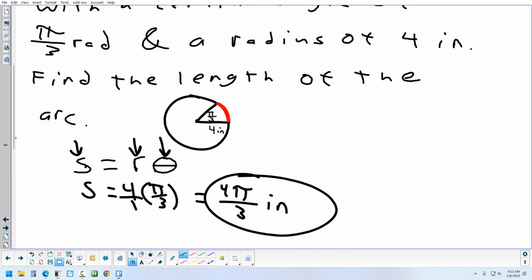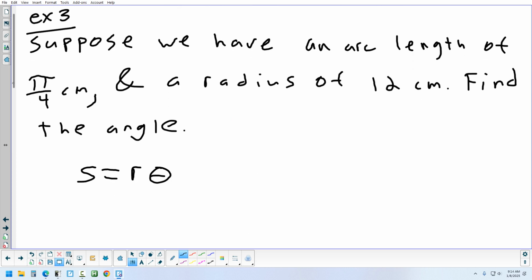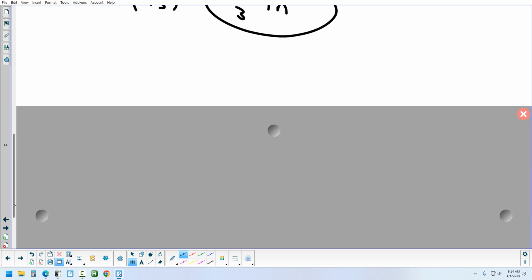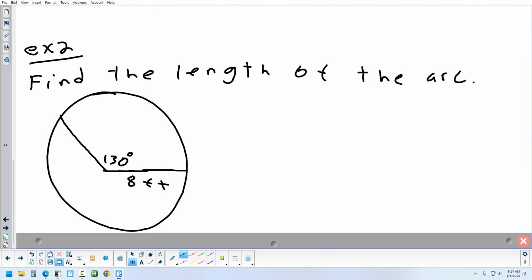Okay. Any question on that one? All right, let's try this one. Actually, I think it's below it. Yeah. Okay, so it's the same directions as last time. Find the length of the arc. But this time they've given you the question in a different format. It's more of a visual this time.